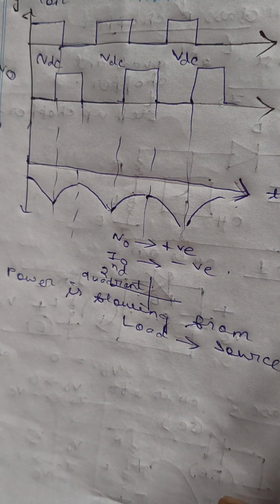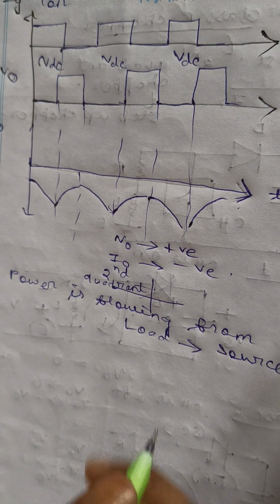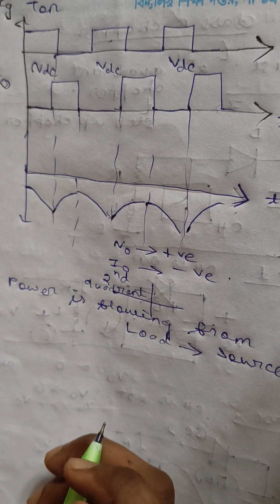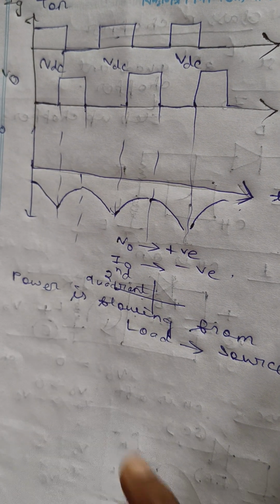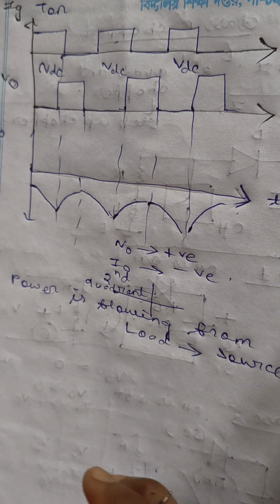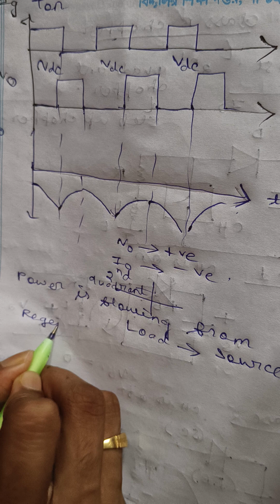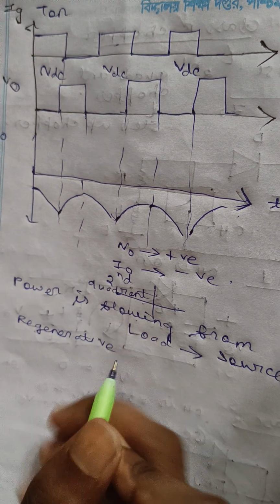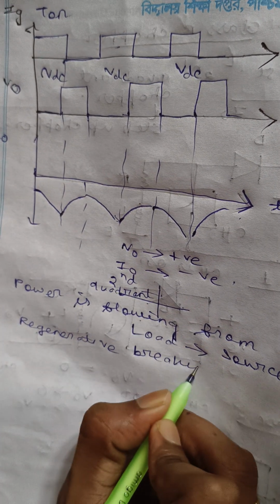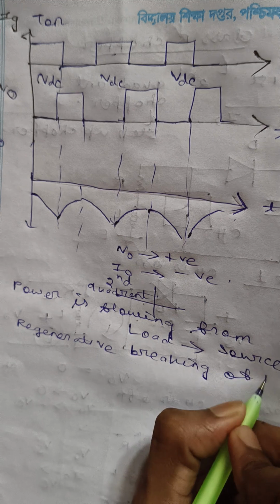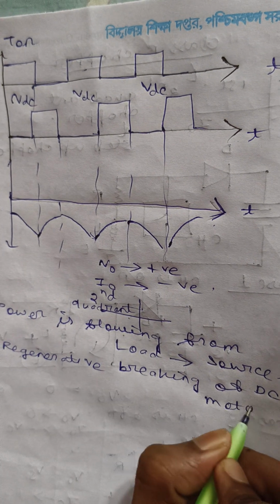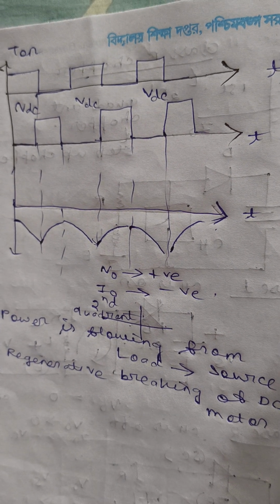The output characteristic of the class B chopper is restricted to the second quadrant, as the output voltage is positive but the output current is negative. It is used in regenerative braking of DC motors. So that was all about the class B chopper.